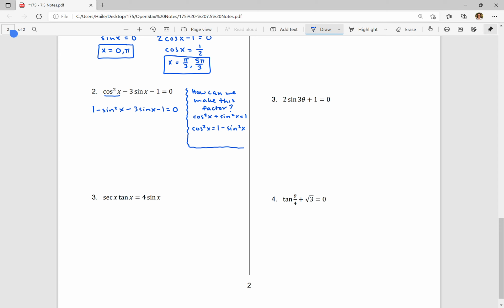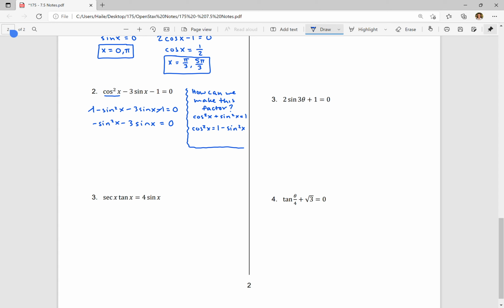So now let's maybe just combine some like terms. So we see that we have a positive 1 and a negative 1. So those are going to add away. And we're left with negative sine squared of x minus 3 sine of x is equal to 0. So now I'm in a really good situation because I only have one trig function. I have sine, and I have everything on the same side of the equal sign, and I have 0 on the other side. So now I can factor like I wanted to do from the beginning.